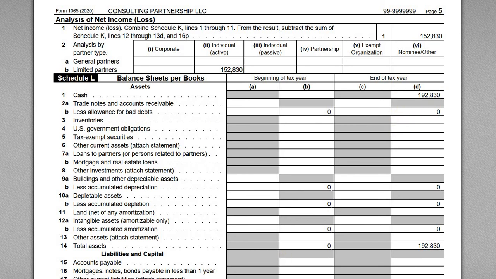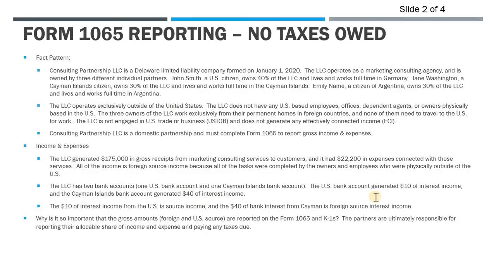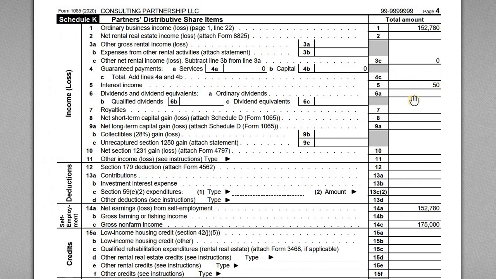on those accounts. Interest is a separately stated item, so it's not included in line 1. It's separately stated on line 5, right? So $50 in total interest income. If we flip back just to rehash what the breakout is, so we have $10 of interest is going to be U.S. source income because it's coming from a U.S. account. And then they've got $40 of bank interest from Cayman is going to be foreign source income. So on Schedule K, we have $50 of total interest income, 40 of which is foreign, 10 of which is going to be U.S. source.